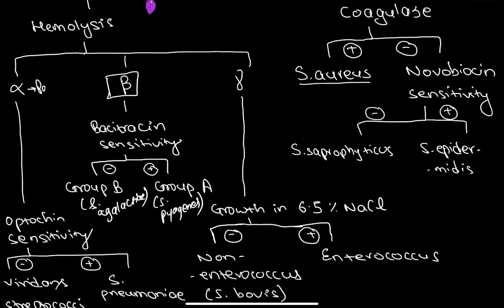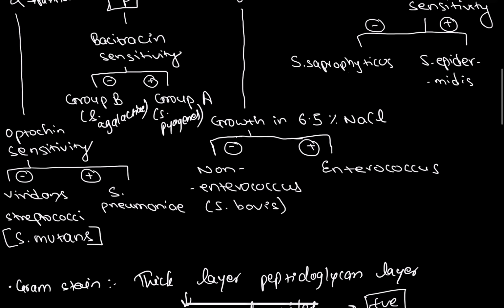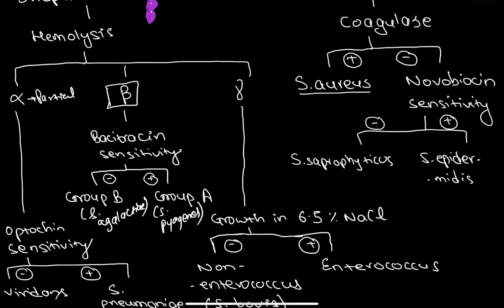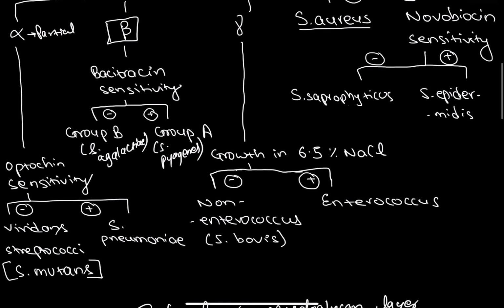Another is alpha hemolysis. Here there will be partial hemolysis and they will impart a green color, and we will further divide this by doing the optochin sensitivity test. If it is sensitive, then the organism is Streptococcus pneumoniae. If it is negative, then those organisms are the viridans group of streptococci, for example Streptococcus mutans. And another is the gamma hemolytic. There will be no hemolysis, and we will check whether these organisms grow in the presence of a high concentration of salt.